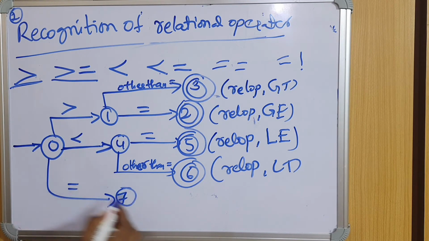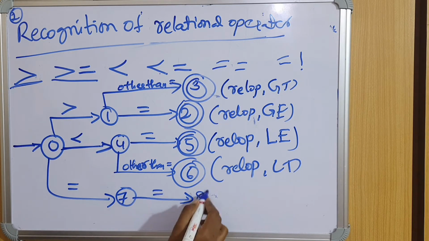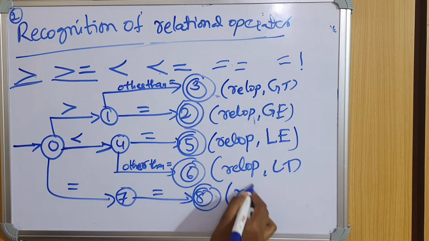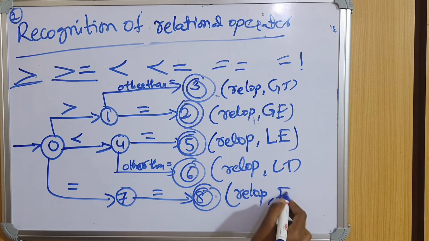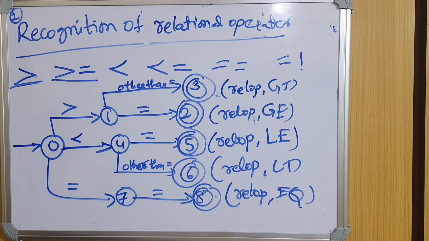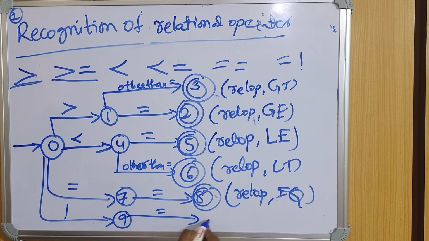So till here 6 is finished. 7, equal to, double equals to. So what is this one? Relational operator equal to, EQ you will represent. And the next one is not equal to. Then 7 8 is over. Now we'll write the 9, not equals to. 10, this is the final state. So we can write relational operator not equals to.